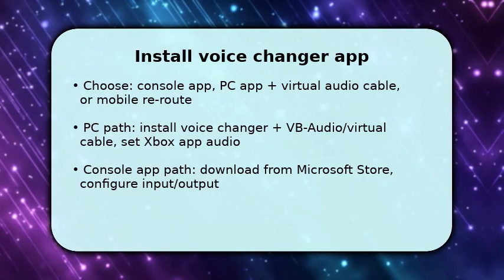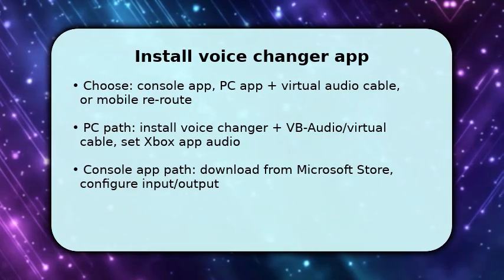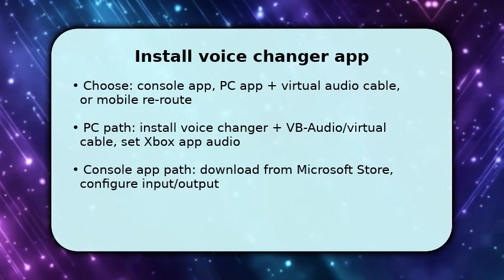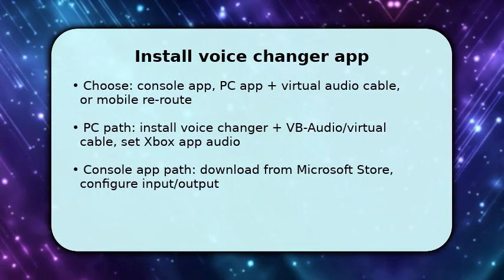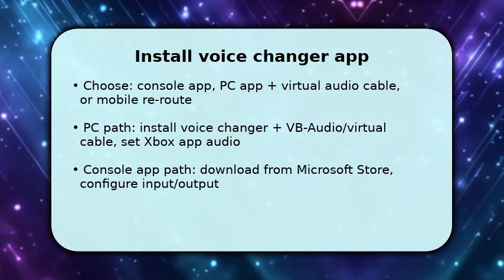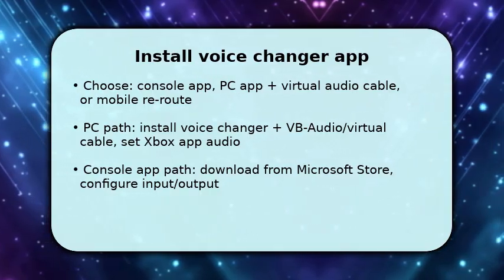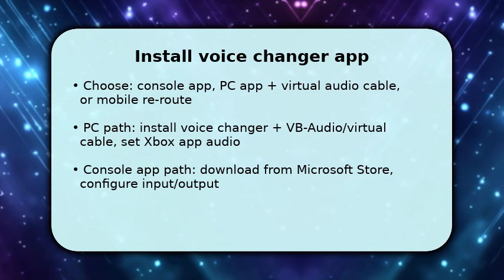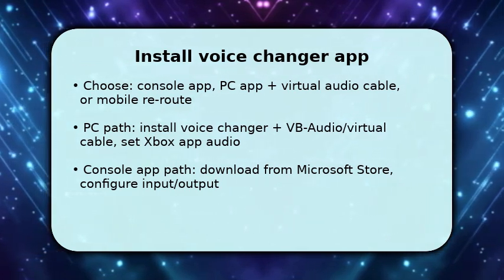For PC relay, install a desktop voice changer and VB audio or virtual cable, then route microphone into Xbox app as the input device. This lets you alter voice in real time. For console apps, download an Xbox-compatible voice changer from Microsoft Store and set it as the system microphone input. Make sure to configure gain, pitch, and effects panels. Test in a private party to confirm stable.